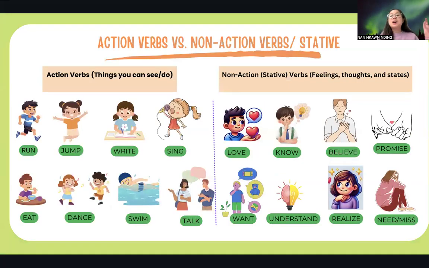Do you understand? Okay, now whenever you write about present progressive, you have to make sure that you use the correct action verb and non-action verb. For example, run, jump, write or sing are action verbs, so you can use them with present progressive: I'm singing, I'm writing. On the other hand, words like love, know, believe, or promise, you cannot use with present progressive. Instead, you refer back to simple present: I love you. Even though you are laughing right now, you cannot say loving. Okay, make sure that you use the correct verb form.